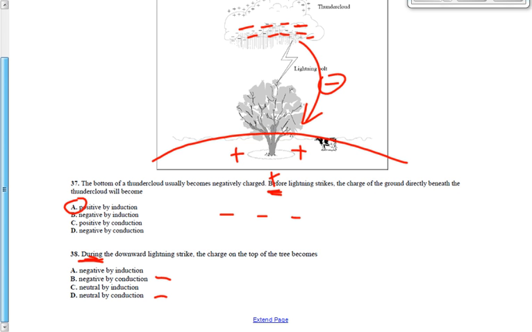If these negatives come down from the cloud to the ground, what's that going to do to the ground, or to the tree, for that matter? It's neutral right now. We've got a separation of charge, but it's overall neutral. If you add negatives to it, what does it become? Negative. The answer is B.